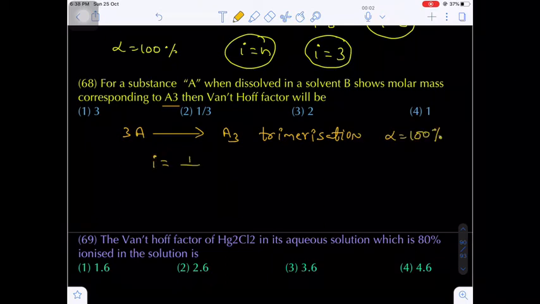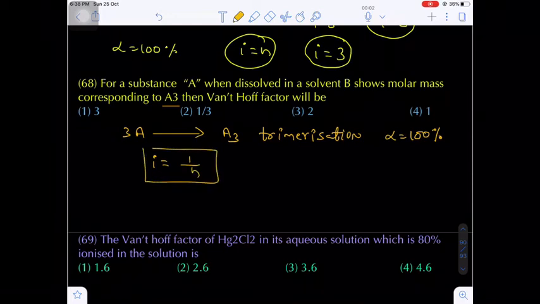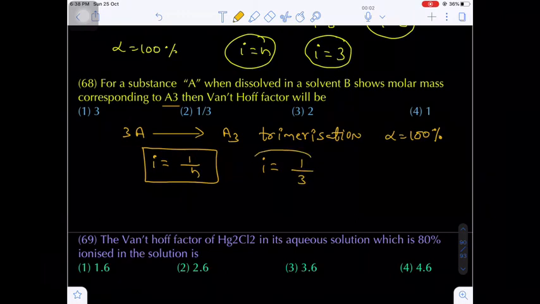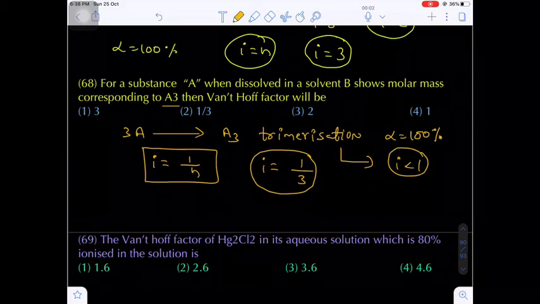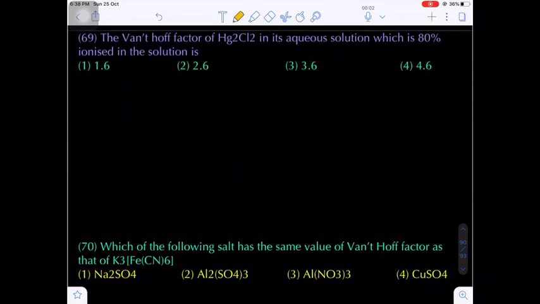Regarding that, the iota value equals 1 upon n. So 1 upon, what is the n value here? 3. So 1 by 3 is the value of iota. Already I told you, in association, iota value is always less than unity. So that's why only one option is there, that is 1 by 3, second option.